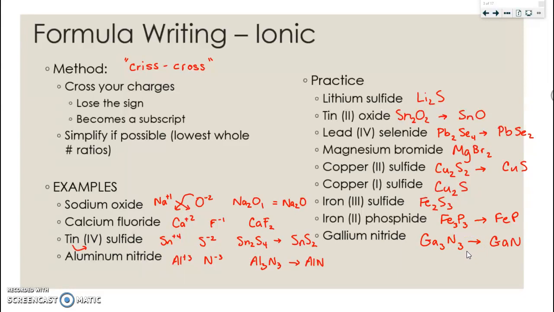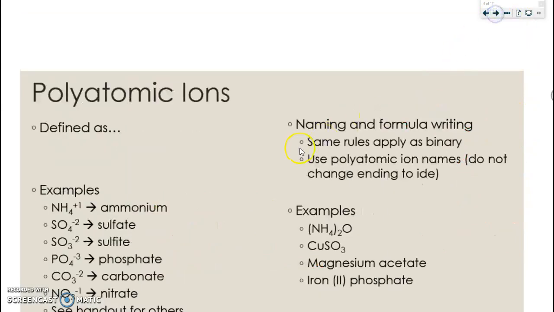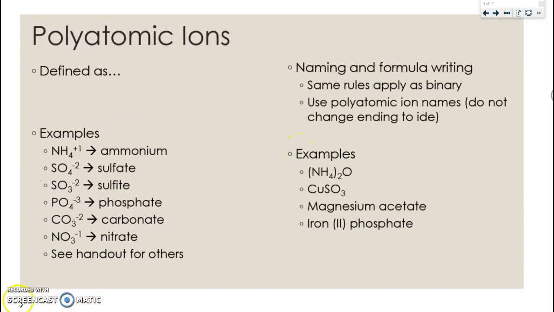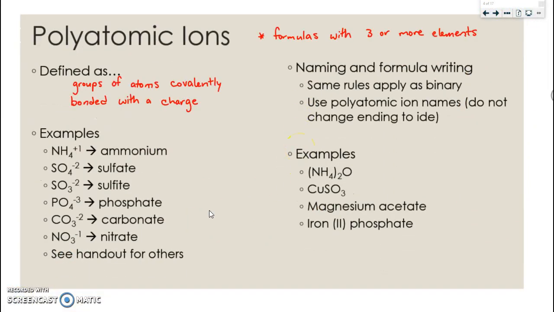Okay. Now we're going to move on and talk about things that are polyatomic. Polyatomic ions are defined as groups of atoms that are covalently bonded together with a charge. So they act like they're a single atom or a single element. You can see some examples provided here. There's also a handout that is posted in D2L with additional ones. You do not need to memorize these.